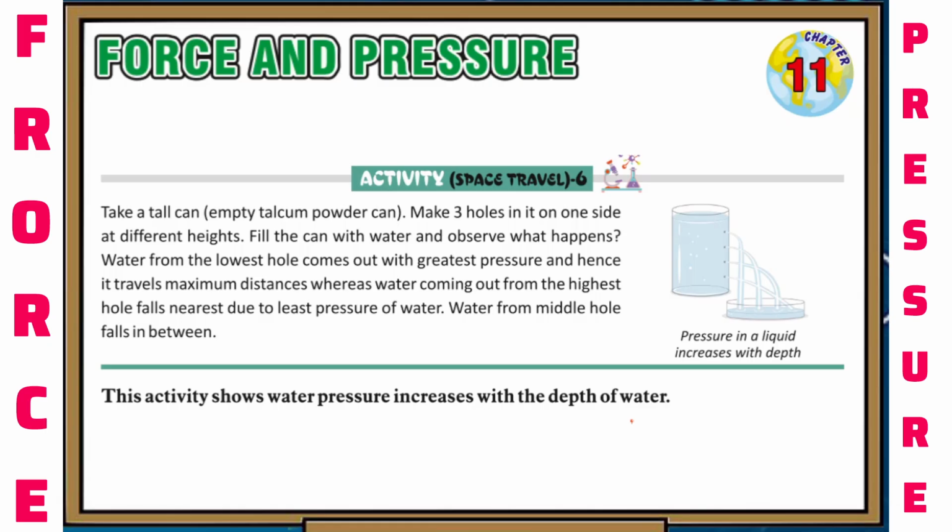Water from the lowest hole comes out with the greatest pressure and hence it travels the maximum distance, whereas water coming out from the highest hole falls nearest due to the least pressure of water. Water from the middle hole falls in between. Here you can see the picture which is showing pressure in a liquid increases with depth. This activity shows water pressure increases with the depth of the water.